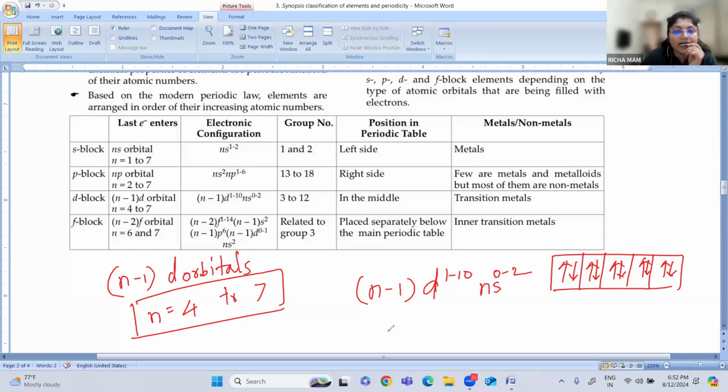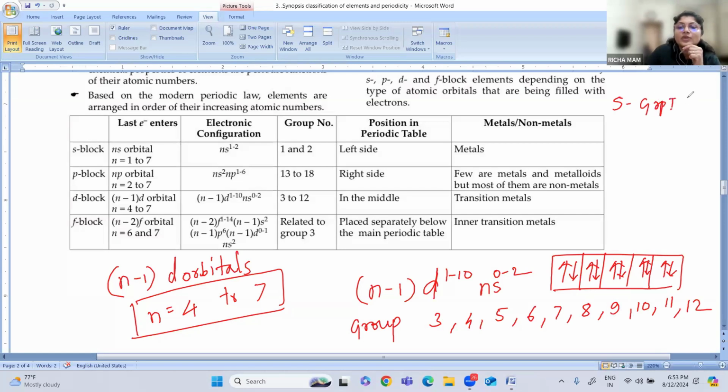Now what are the d block groups? It is from group 3: groups 3, 4, 5, 6, 7, 8, 9, 10, 11 and 12. So s block is group 1 and group 2, p block is from 13 to 18, and in between is your d block element. The groups are from 3 to 12, that is 10 groups present in your d block elements.